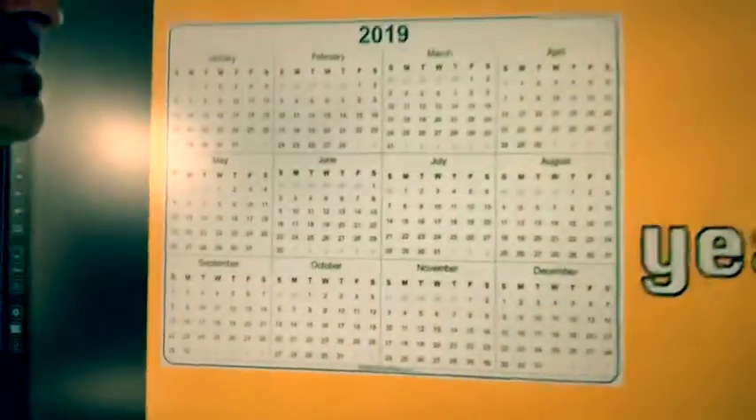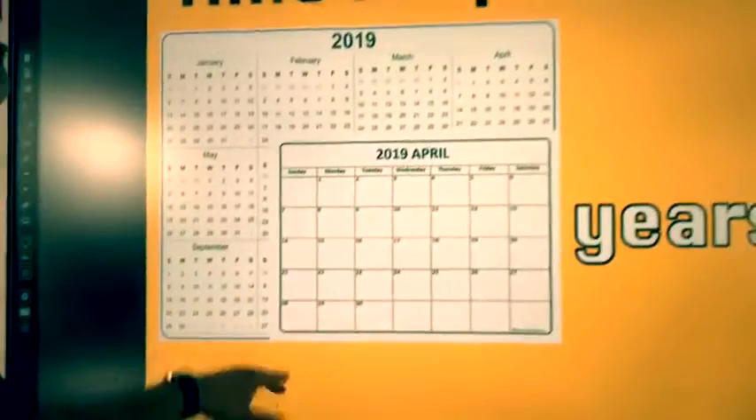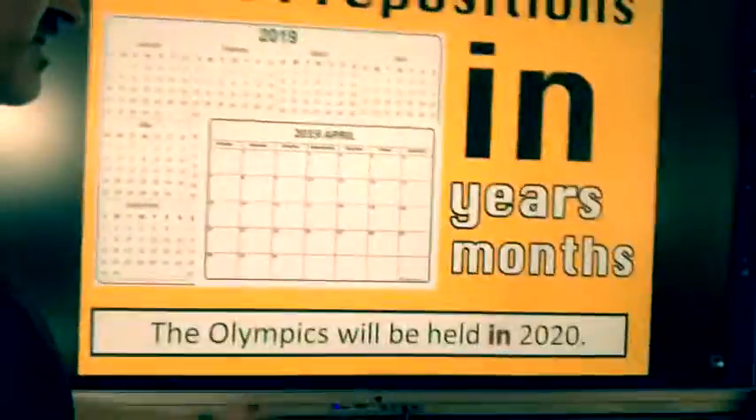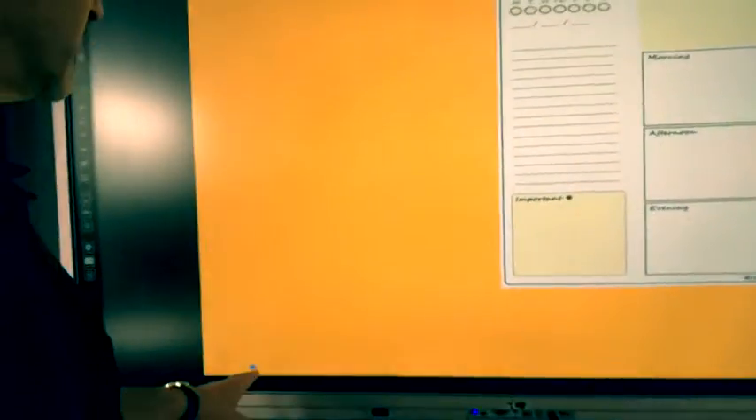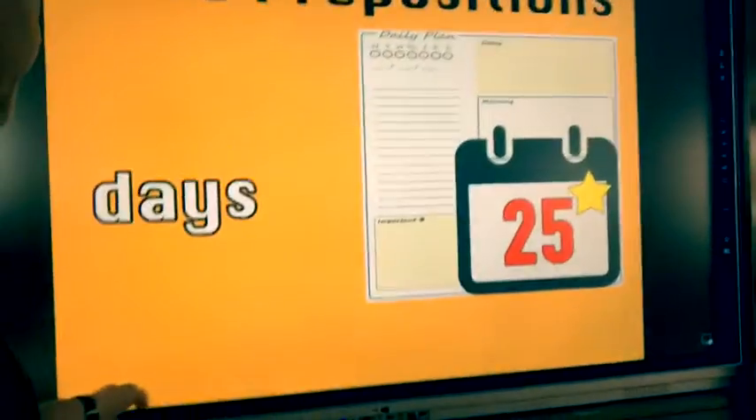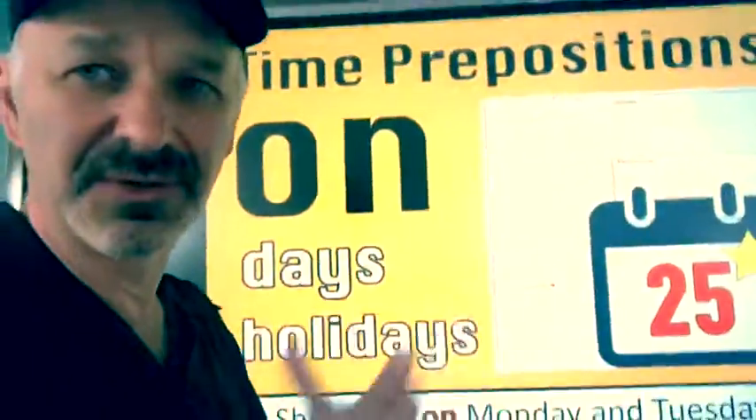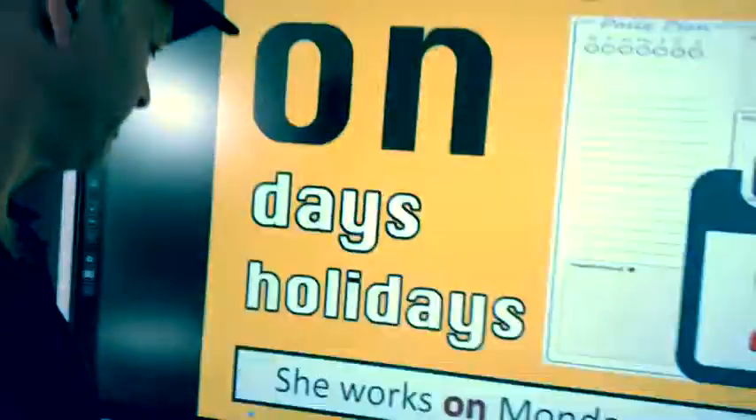And usually by the end of this lesson, what I want to stress is the time prepositions, how we talk about it. When we're talking about years or months, I say in. The Olympics will be held in. A long period of time. When I get smaller, like days, or once again, holidays, more specific, more singular, so a smaller sequence of time. She works on Monday and Tuesday, specific. There's only one of these occasions every week.